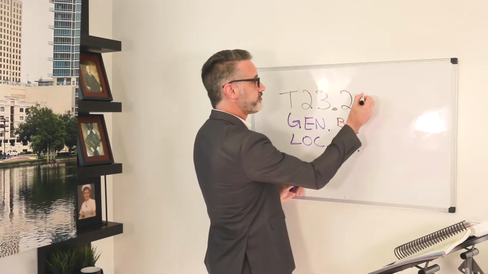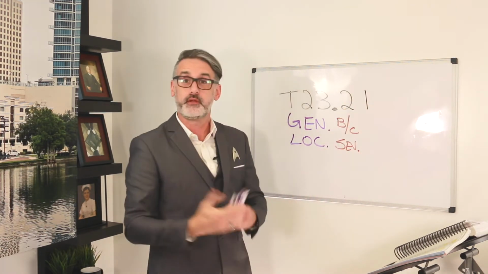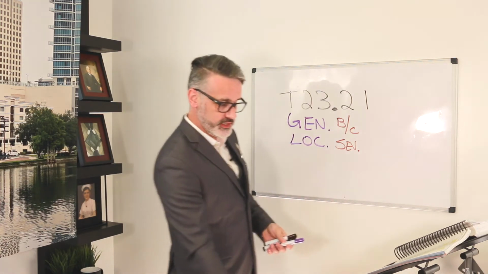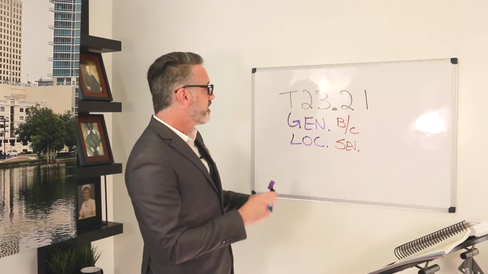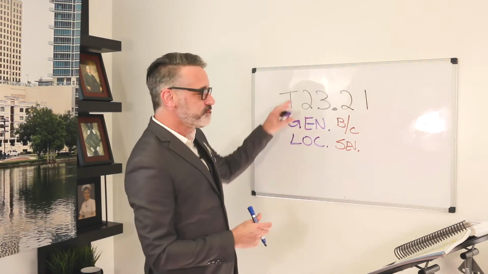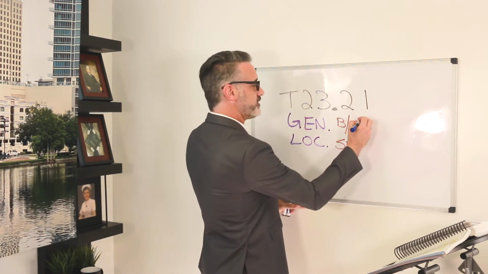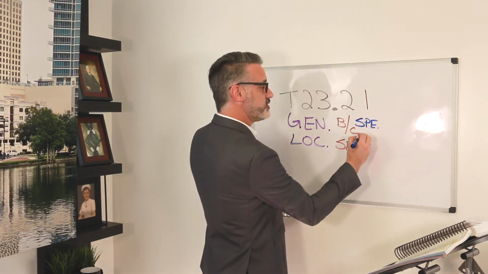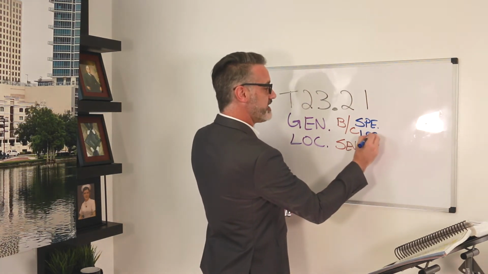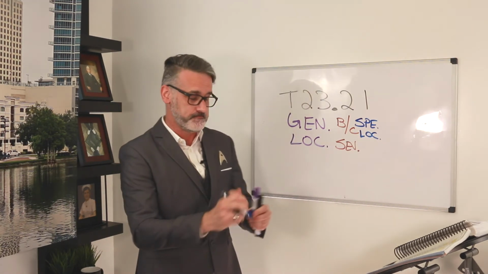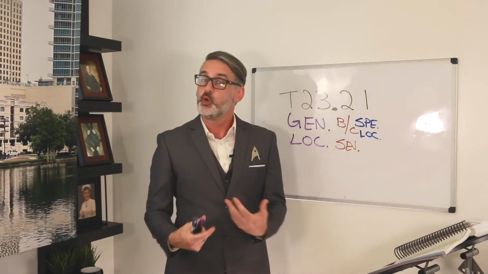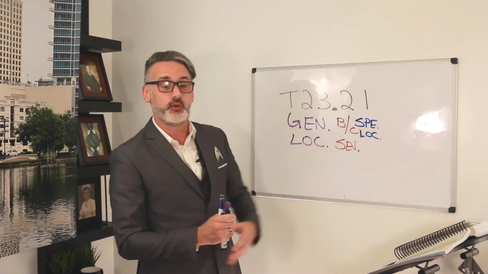And then continuing on, T23.21, because again, remember I'm building up to a second degree burn on the left thumb. Now at T23.21, I'm at the specific location for the thumb. So I'll just do SPELOC for the specific location. T23.21, I'm getting more information as I get more characters going along.